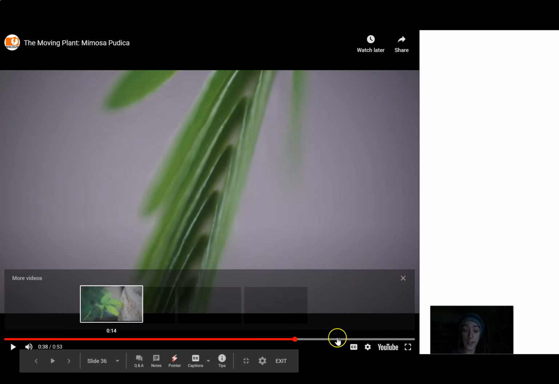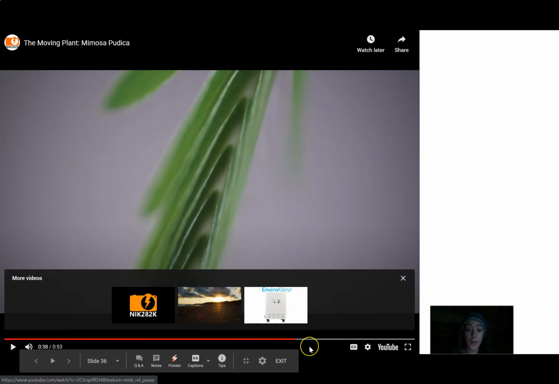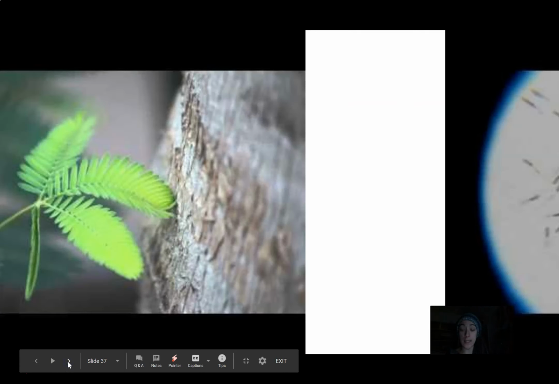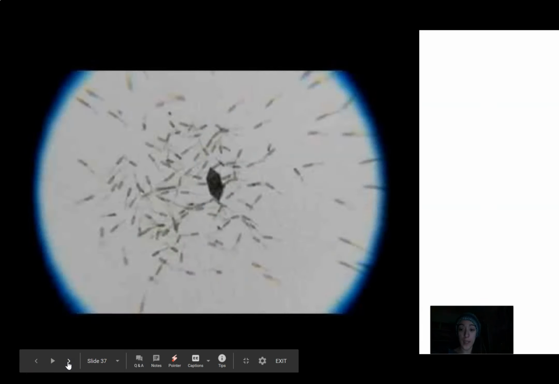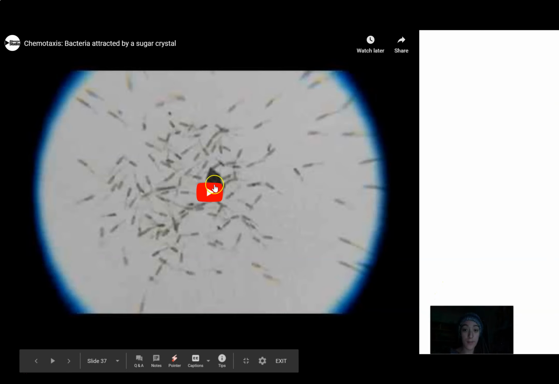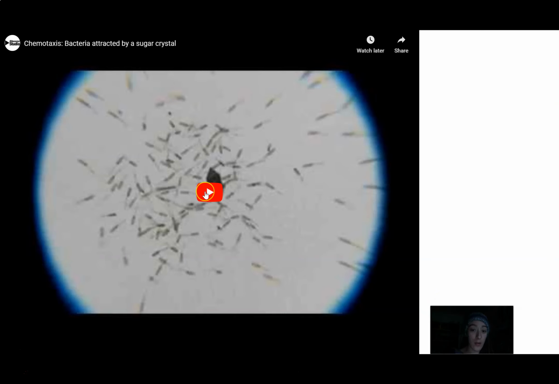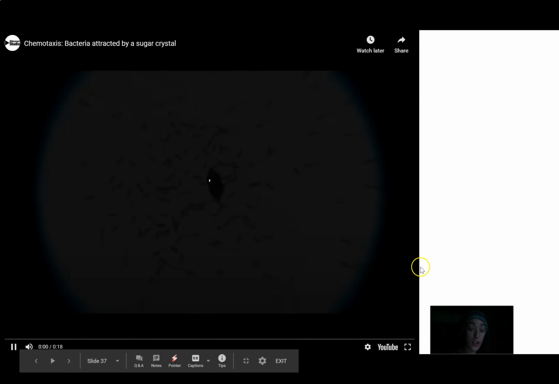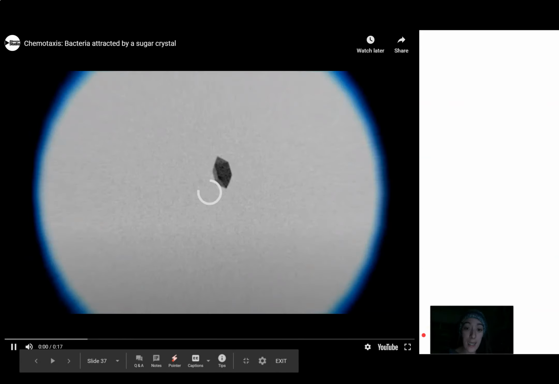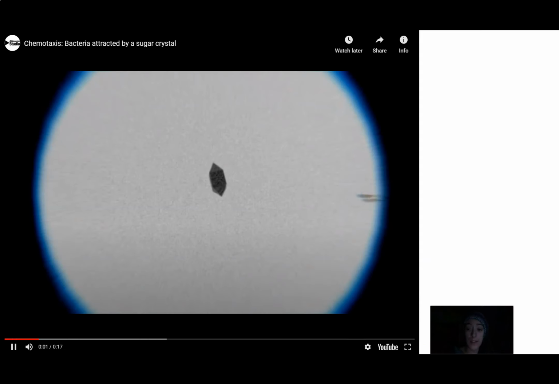Okay, cool. So that is just a quick example of a plant reacting to its environment, right? Closing up its leaves as soon as it got touched. And here is a brief video of some bacteria responding to their environment. So this big black lump that you see in the middle of the video is actually a grain of sugar. It's a sugar crystal. And let's see all these tiny bacteria react to the presence of sugar.